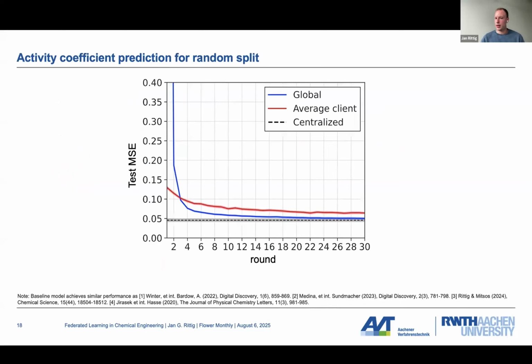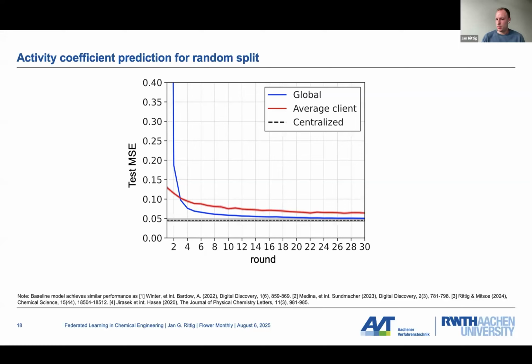So we have, again, the test mean squared error of the machine learning model over the number of communication rounds of the federated learning training. And here the first round corresponds to only the individual companies training their own model. So what we can see here in black is the centralized scenario, which has a constant mean squared error over all rounds because we just train it for one round. We use the whole data set. And then we have the global model of the federated learning and also the average client model, so the individual models that are trained on the individual data sets in each round.